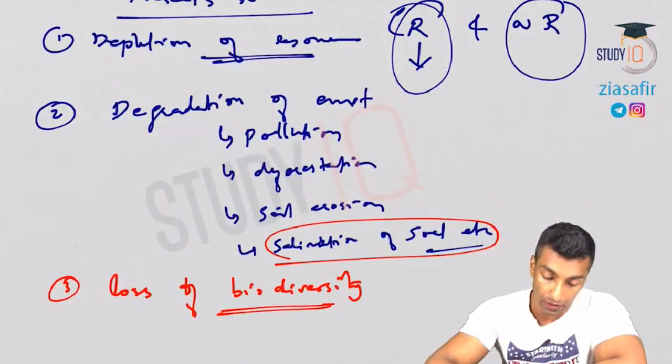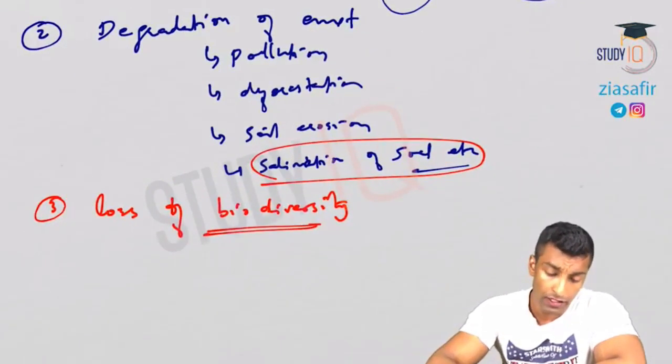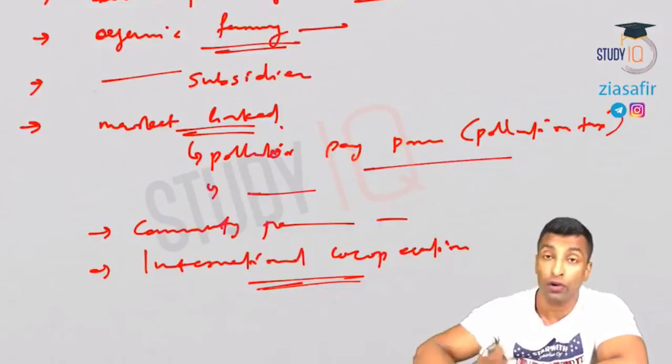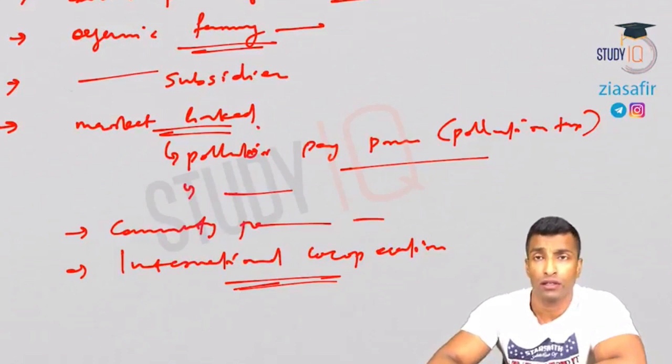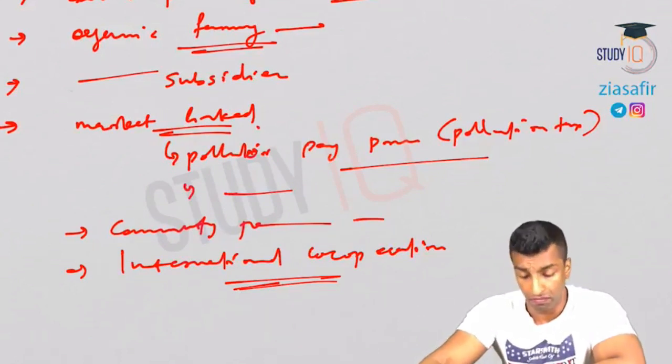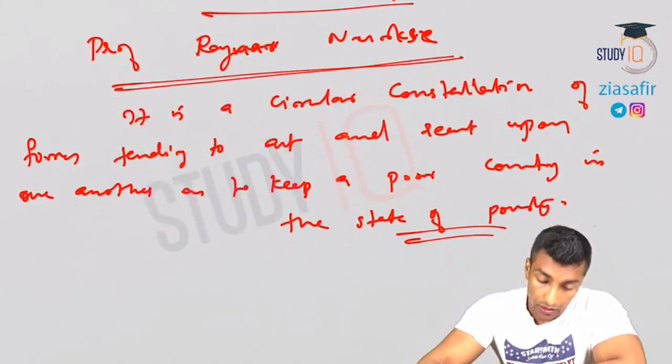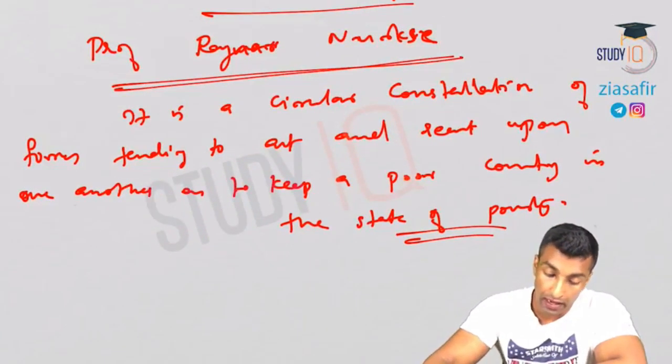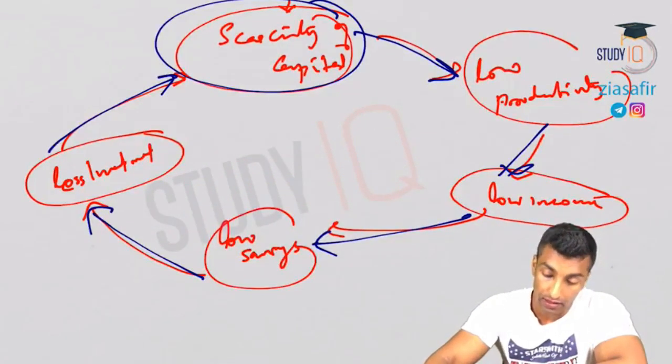Then we have discussed about the threats: depletion of resources, degradation of environment, loss of biodiversity. Measures, that are suggestions, whatever you feel like you can write there. Okay, so vicious cycle of poverty, Ragnar Nurkse, and this is the cycle. So I hope all the discussion is clear for all of you.